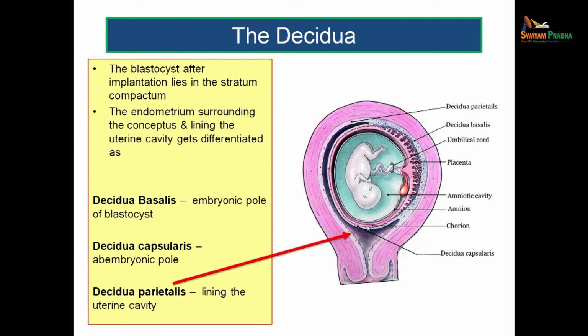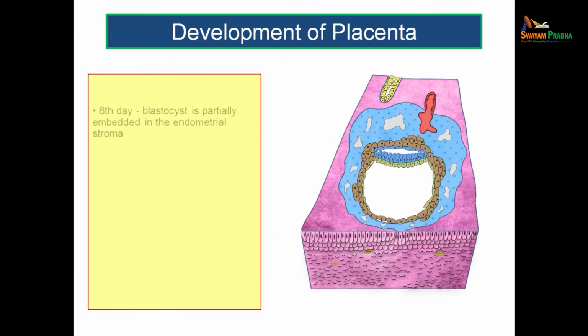Now, the remaining part of the uterine cavity will still have endometrium, and that region is known as decidua parietalis. So, the same endometrium is renamed after implantation: the point of attachment is decidua basalis, the remaining part of the fetus is covered by decidua capsularis, and the remaining endometrial wall will be lined by decidua parietalis. Now, let us see the development of the placenta.